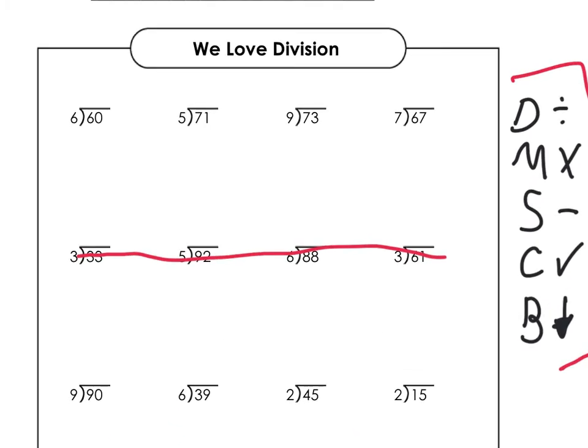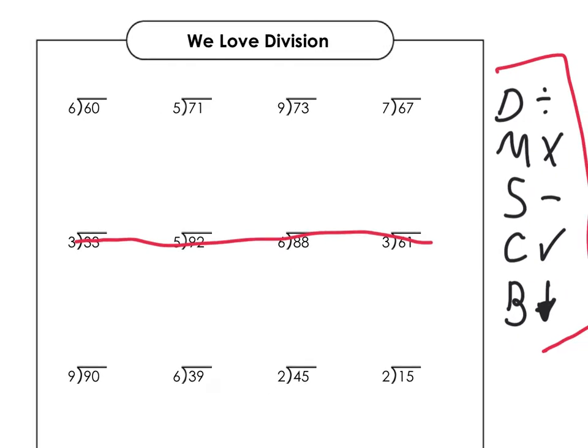All right, so our first one is 60 divided by 6. Just to review, this number out here is called the divisor. This number right here, this whole number, is called the dividend, and then the answer that we're going to get is called the quotient. All right, so let's go ahead and get started.